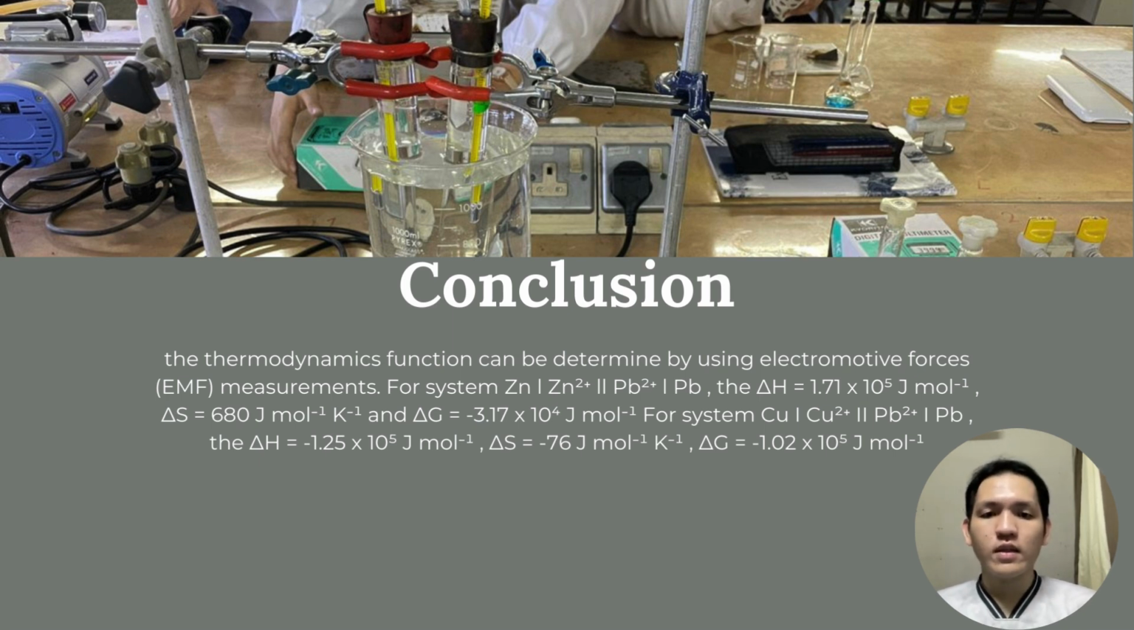Meanwhile, for the system between copper and plumbum, the delta H is equal to negative 1.25 times 10 to the power of 5 joule per mole, and the entropy change is negative 76 joule per mole per Kelvin. And last but not least, the Gibbs free energy is negative 1.02 times 10 to the power of 5 joule per mole.